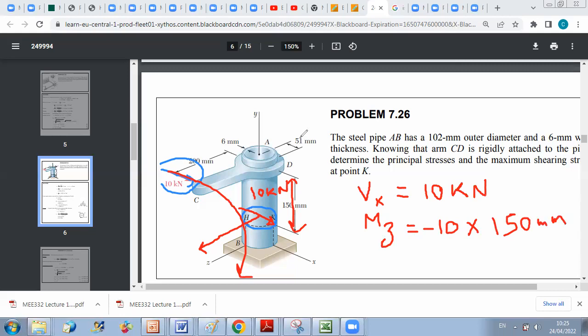And also I have a moment about Y, and this moment has a torsion effect on this cross section. This moment is along positive Y. So I have My equals plus 10 times the distance here, which is 200 millimeters.